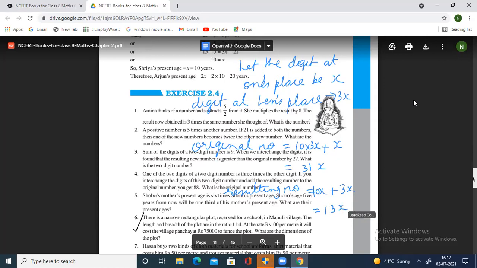Now what is given according to the question? If you add these two, 31x plus 13x, you will be getting 88. So 44x is equal to 88. So x is equal to 2. So I got the digit at ones place as 2 and the digit at tens place is 3 into 2, that is 6. So the number is 62.